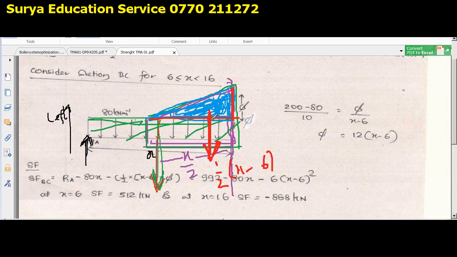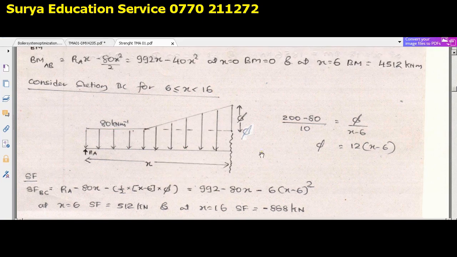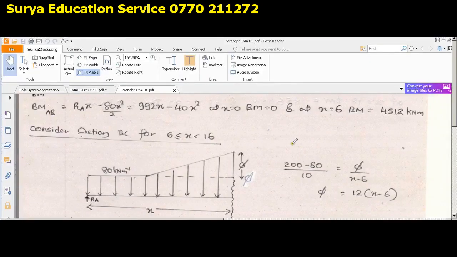So multiplied by this distance, right? Because this is the force and this is the distance. I think if it is not clear, I can sketch it again. Okay, so I will sketch it again if it's not clear.